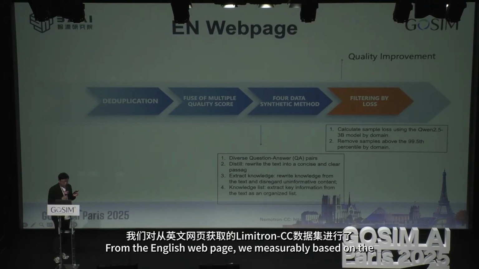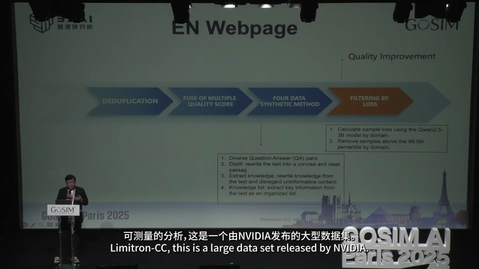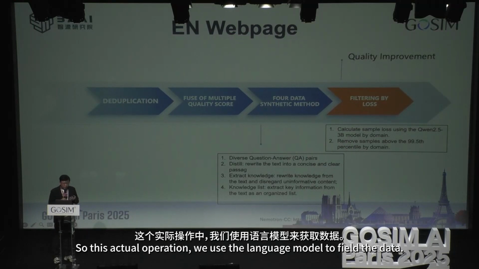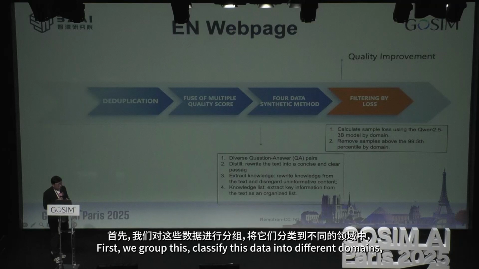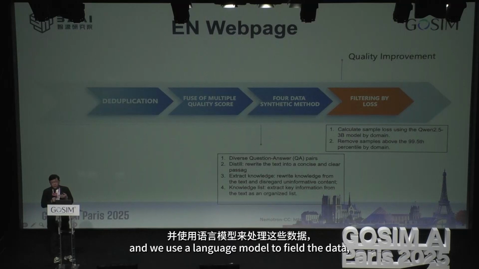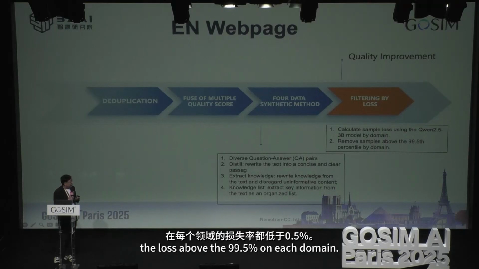From the English web pages, we are majorly based on Nemotron-CC. This is a large dataset released by NVIDIA. With external deduplication, we use a language model to filter the data. First, we classify this data into different domains, and we use a language model to filter the data, removing the loss above the 99.5th percentile on each domain.